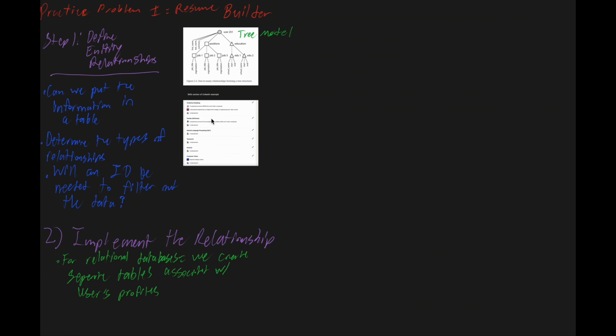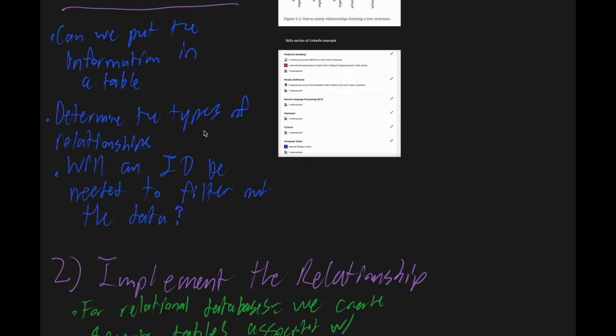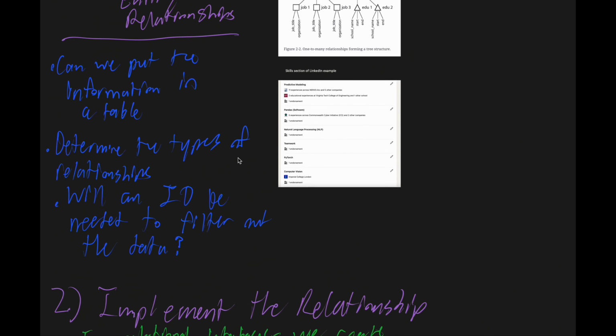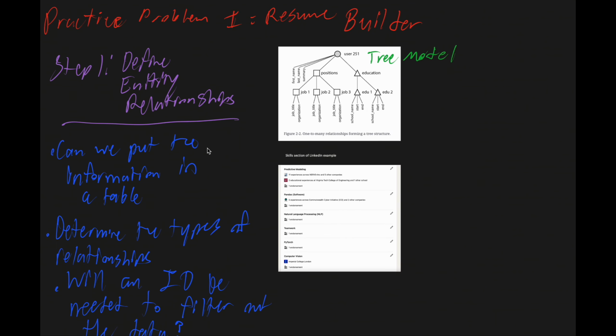So this is the tree model. These are the skills that we would put in for a resume building profile, and then we have to ask ourselves, based on the criteria, we need to determine the types of relationships, and will an ID be needed to filter out the data. That way we can know the difference between what type of database we need to put in. Do we need to put in a relational or document model?